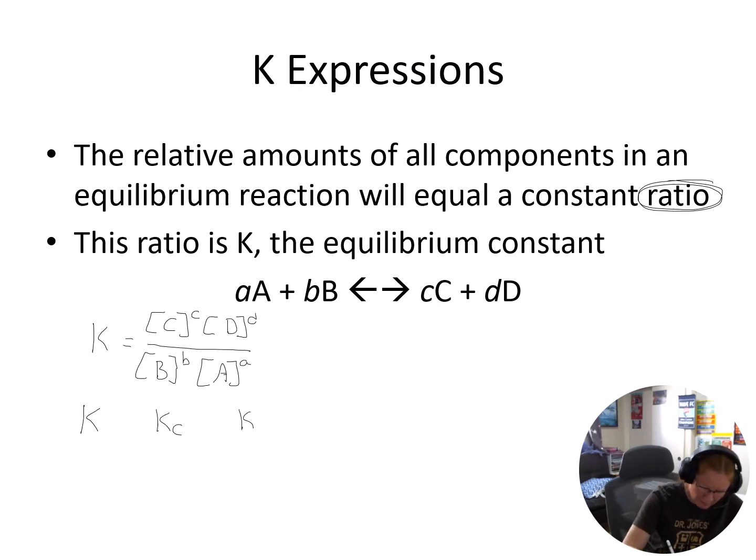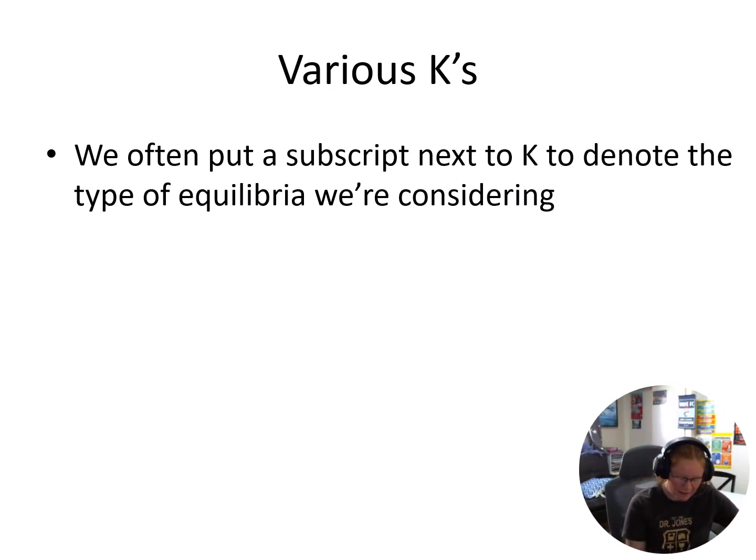Kc, or Keq. Those all mean the exact same thing. Though we do sometimes use some other subscripts on our Ks just so we have an idea of the type of system that we are considering. Let's say we have a bunch of gases and we care about pressure instead of concentration. We might see a Kp. So what we're looking at here is pressure. All the rest of the Ks are done in terms of concentration.